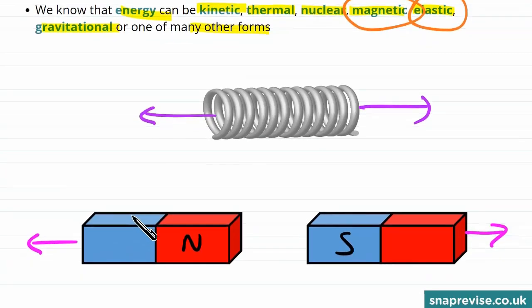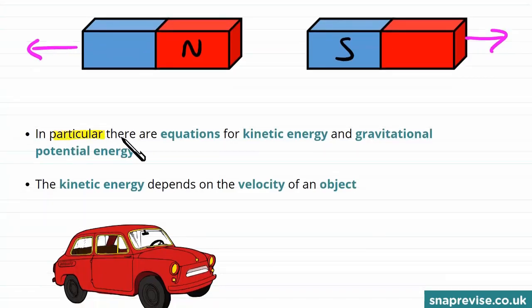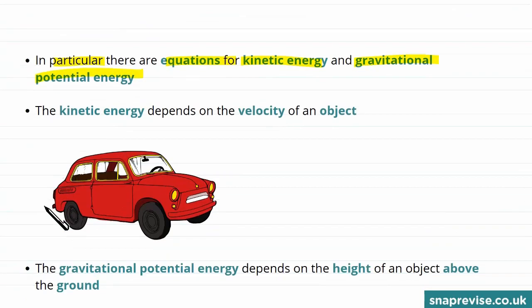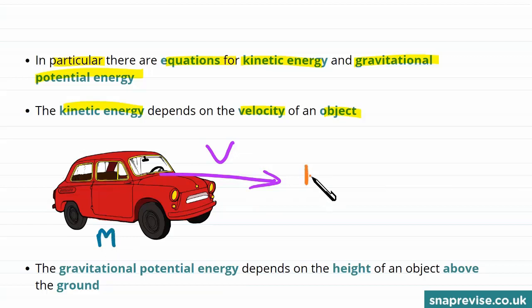Let's focus on two other types of energy. In particular, we know that there are equations for the kinetic energy and the gravitational potential energy. So let's look at those. We know that the kinetic energy depends on the velocity of an object. That's because the kinetic energy is the energy associated with an object's motion. So let's imagine we're talking about the kinetic energy of a car. Let's say the car is moving with some velocity. Then if we know this velocity and we know the mass of the car, then we can calculate the kinetic energy of our car. We find that it's equal to 1/2 multiplied by the mass multiplied by the velocity squared.